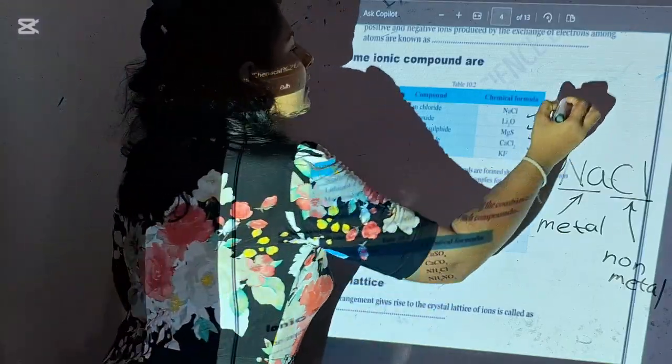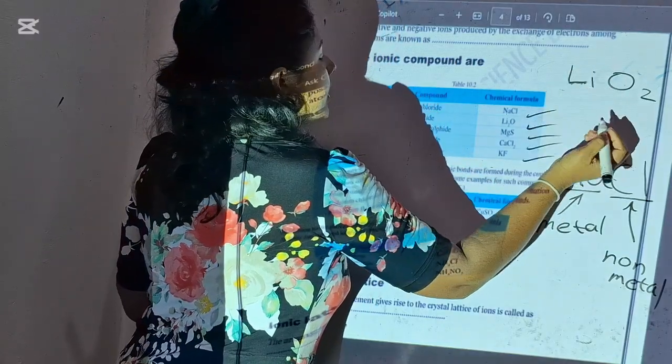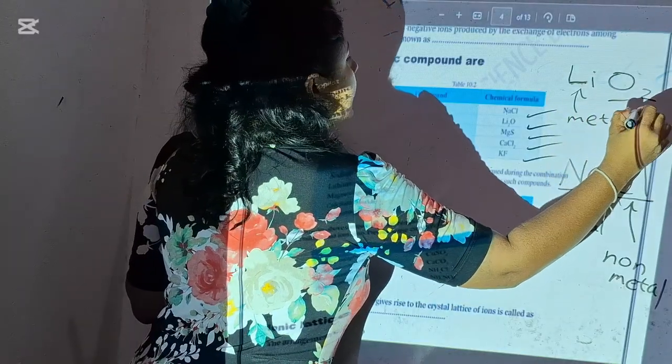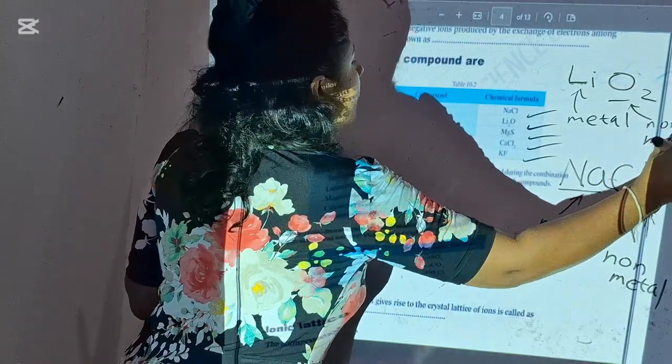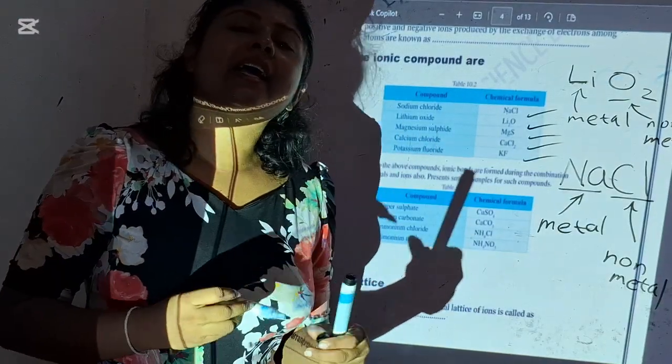Shall we take another one? Lithium oxide. Lithium is a metal. Oxygen is a non-metal. So by combining metal with non-metal, as I told you, we make an ionic bond.